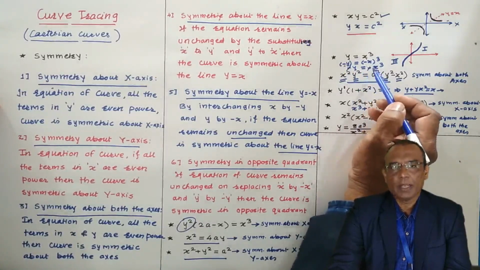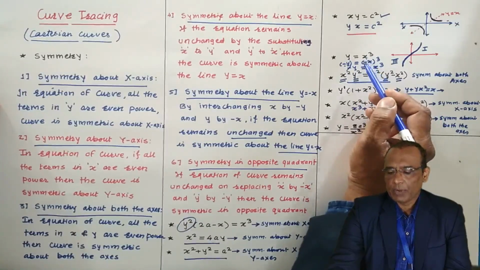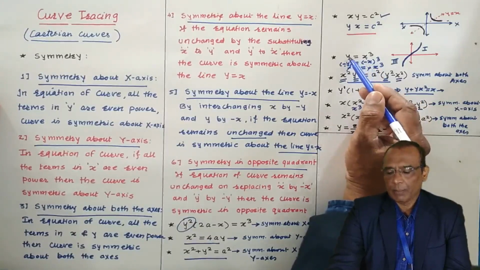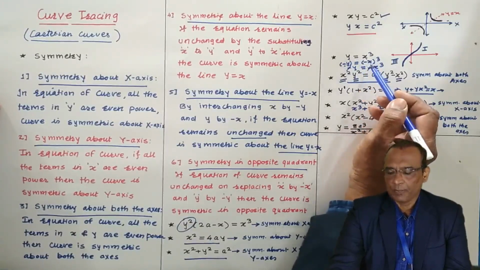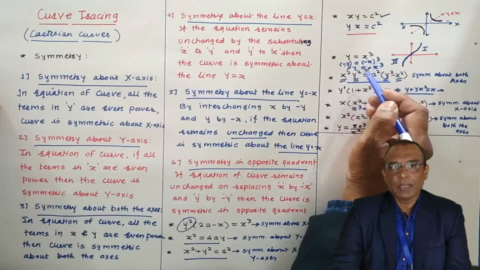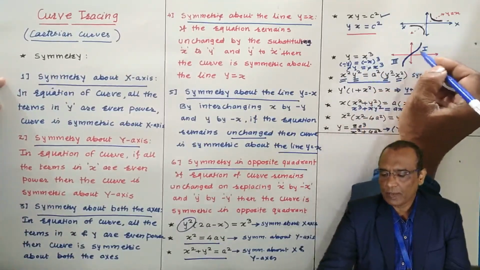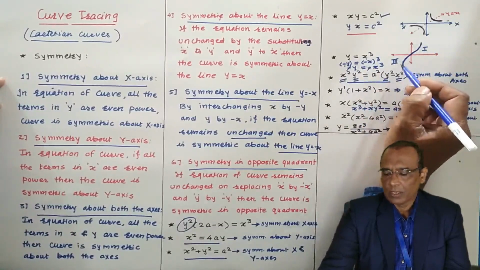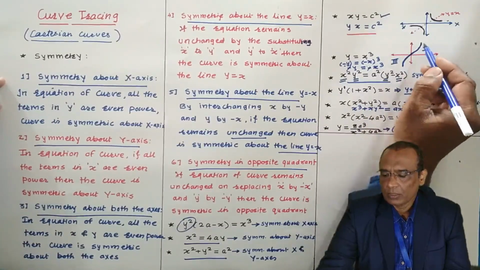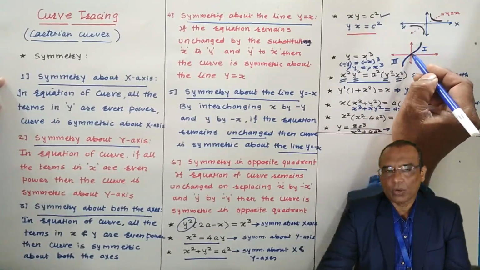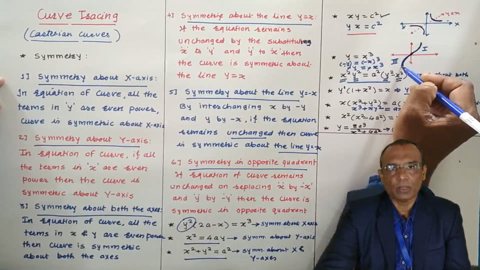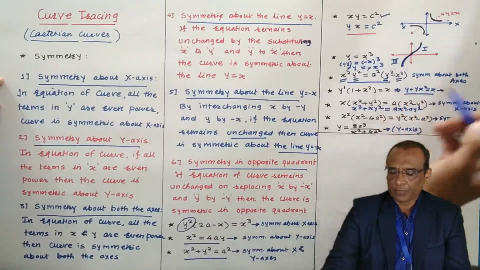y equal to x cube again I am getting. Means the equation of the curve remains the same by replacing y by minus y and x by minus x. Therefore, this curve is symmetric in opposite quadrant. So if you look, this is the first quadrant, this is the third quadrant, this is second and fourth. The curve present in the first quadrant, the same curve is present in the third quadrant. Okay, its mirror image is there.